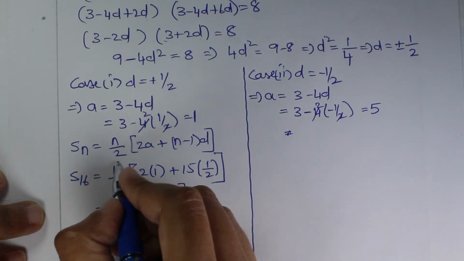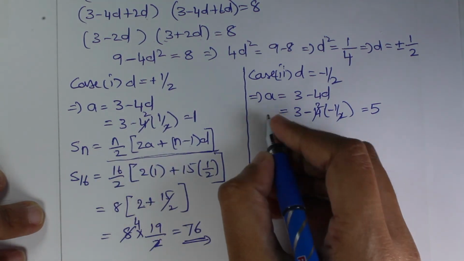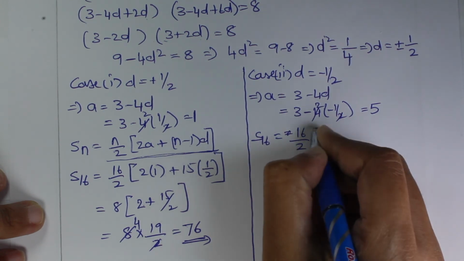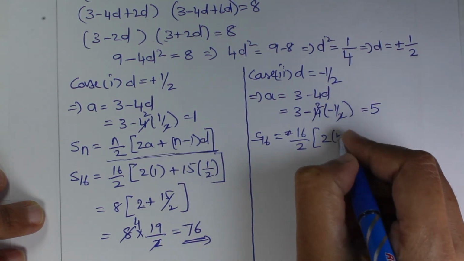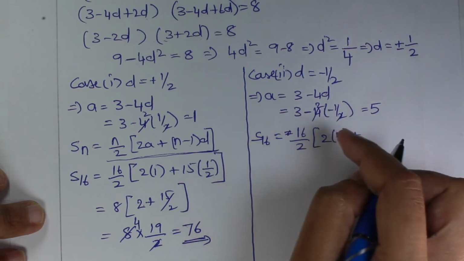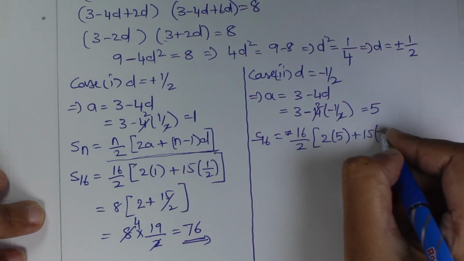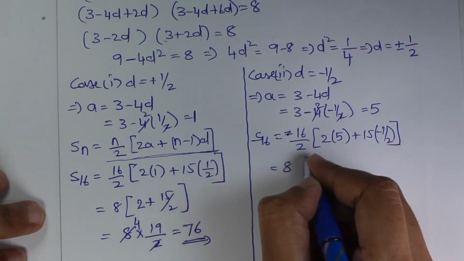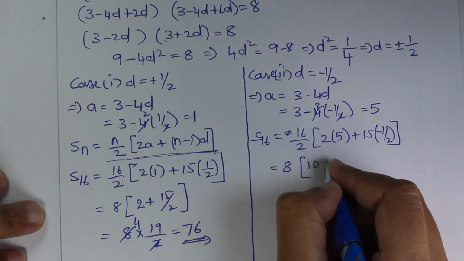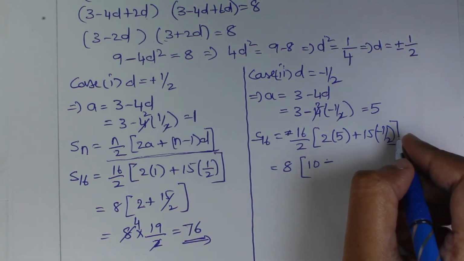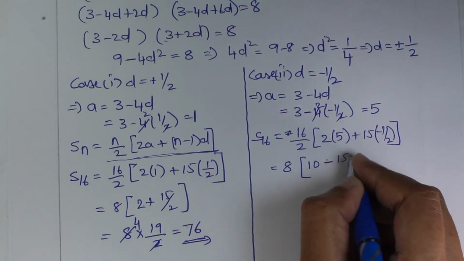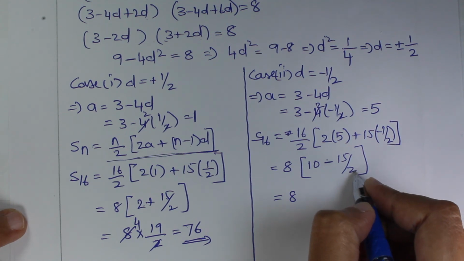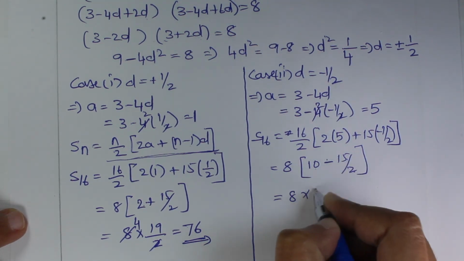Now we know the formula of Sn. Sn is equal to n by 2 into 2a plus n minus 1 into d. So S16 is equal to 16 by 2 into 2 into a is 5 plus n minus 1 is 16 minus 1, 15 into d is minus 1 by 2. That is equal to 16 by 2 is 8 into 5 twos are 10 minus 15 by 2. That is equal to 8 into 10 twos are 20 minus 15 is 5 by 2.